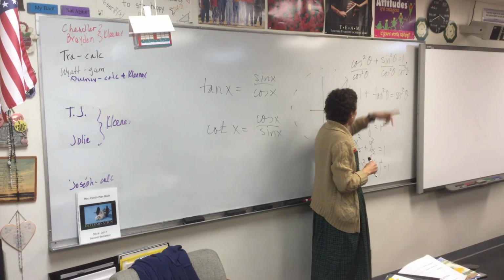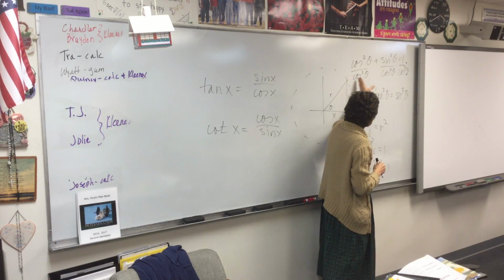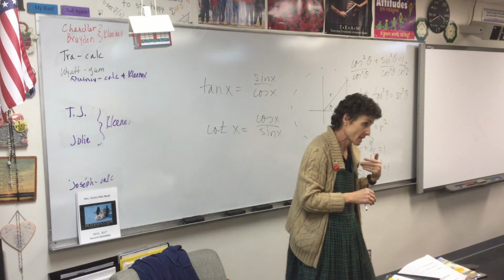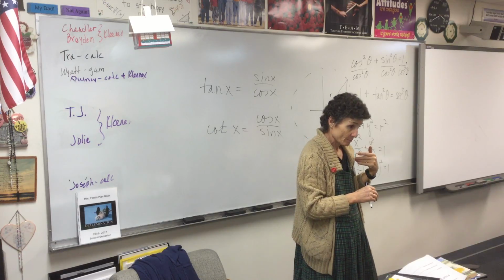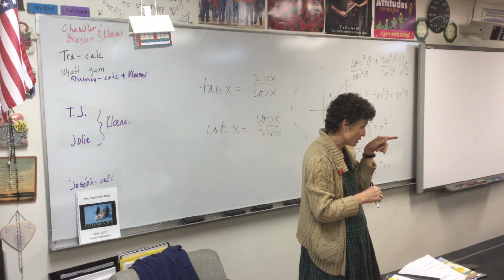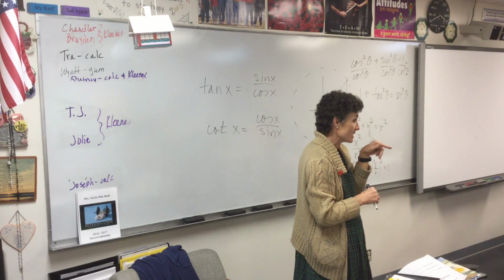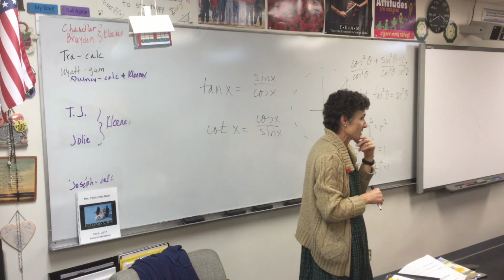What do you think is going to happen if instead of dividing everything by cosine squared, I divided everything by sine squared? What do you think is going to happen? Look at your green sheet. It's going to be 1 plus cotangent squared equals cosecant squared.